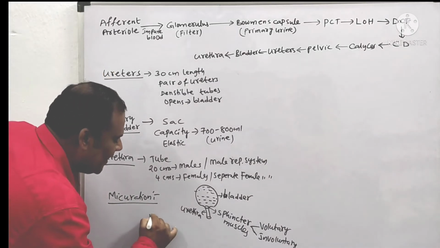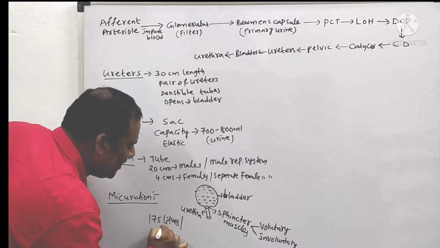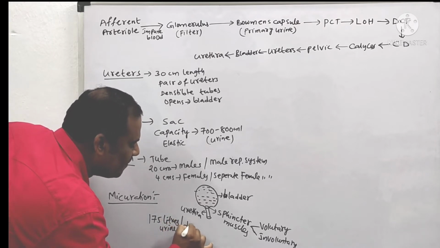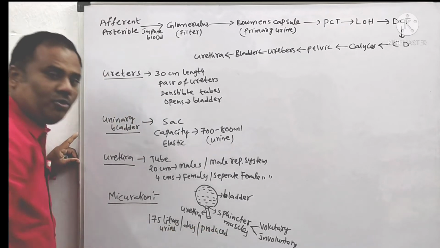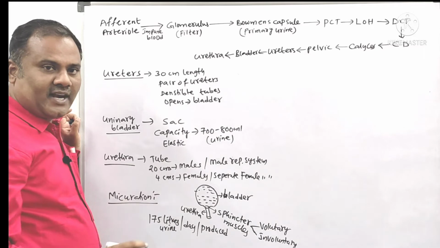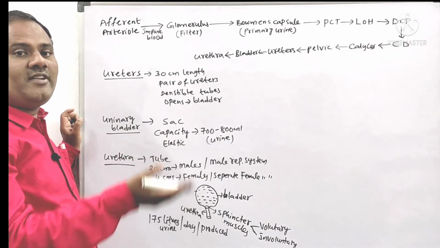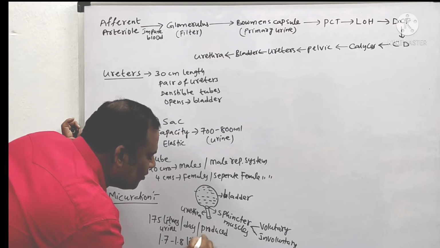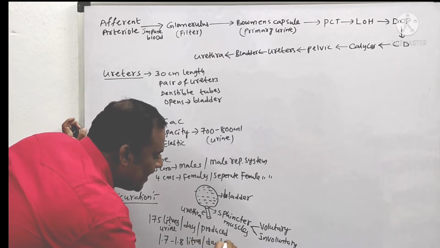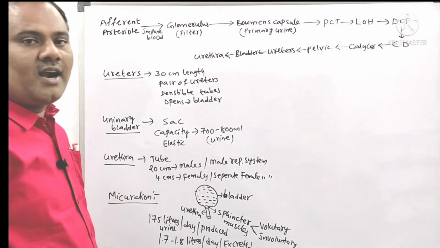Like that, 175 liters of urine is produced per day in a human being. But is that total 175 liters of urine excreted out? No. Mostly 99% of urine will be reabsorbed into the body. Only 1.7 to 1.8 liters of urine per day can be excreted by a healthy human being. So this is the process of what?